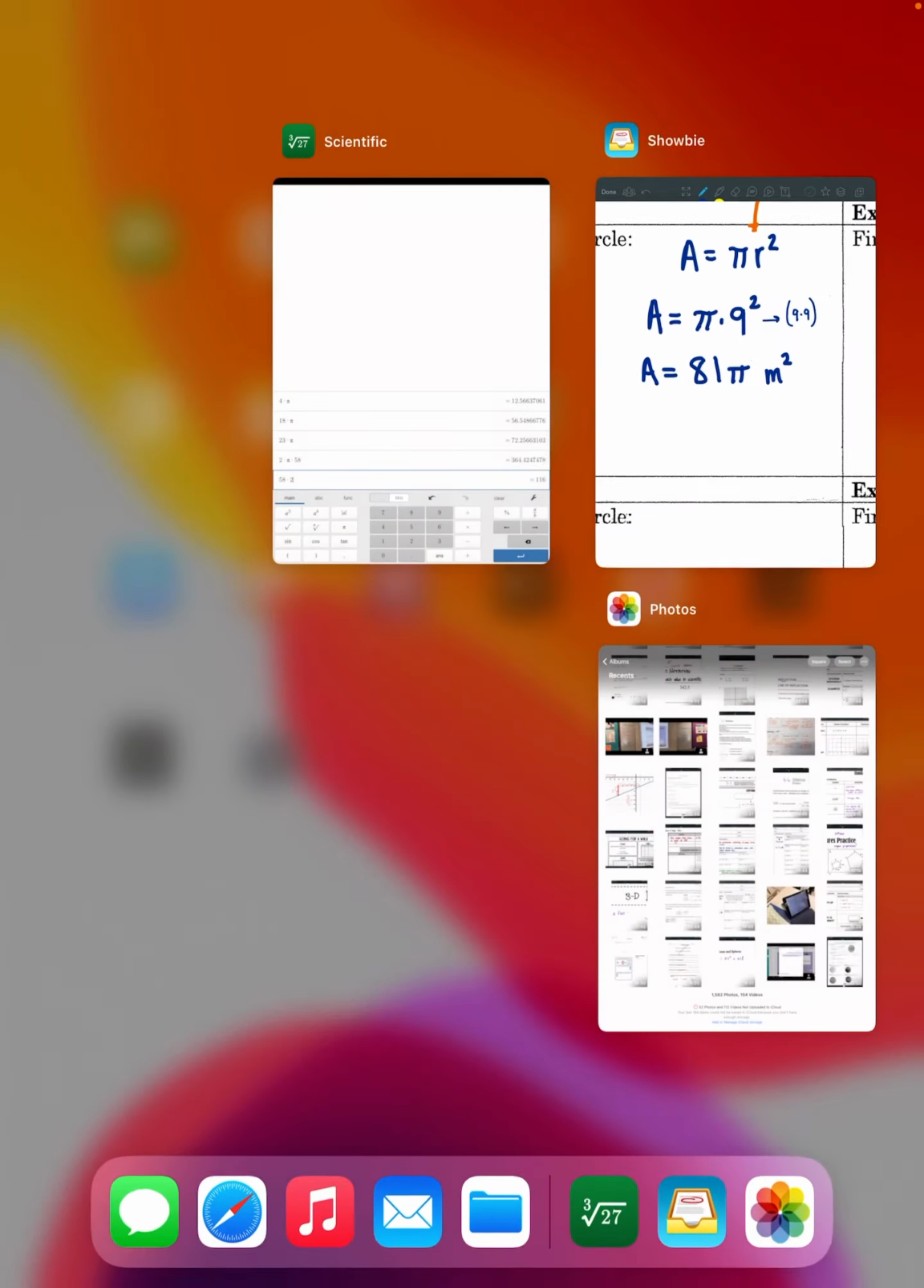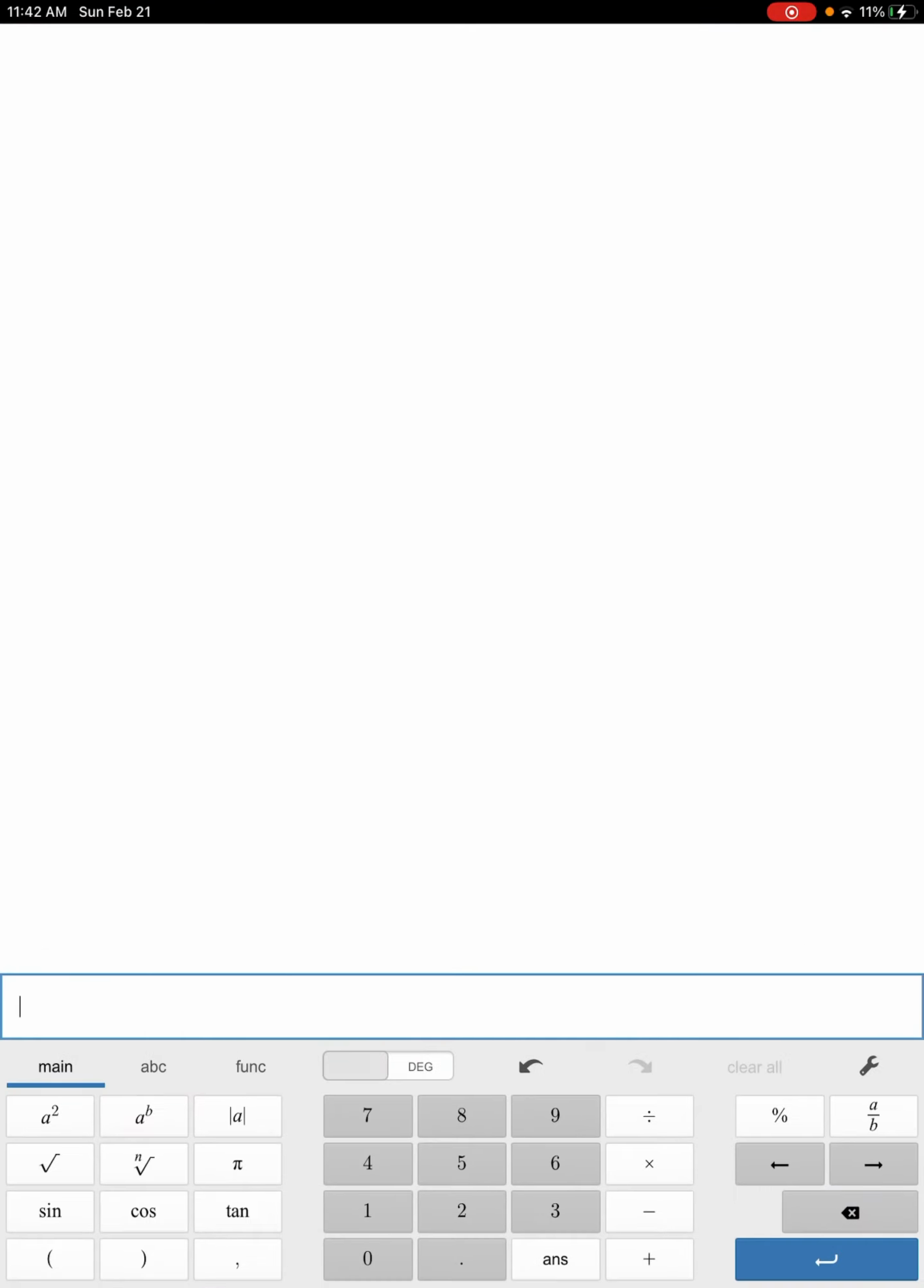Now from here we will go back to Desmos and we will do 81 times pi. Now you could also do what I said with circumference. You can do pi times, and then we have 9 over here. We have a squared button, and it will square it. You can do it all at once, and notice those two answers are exactly the same.